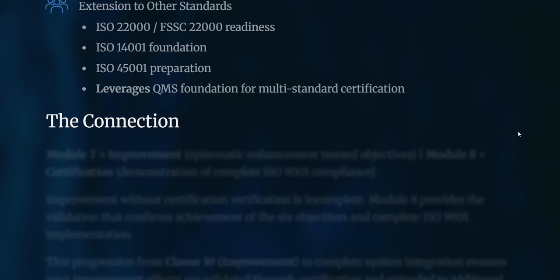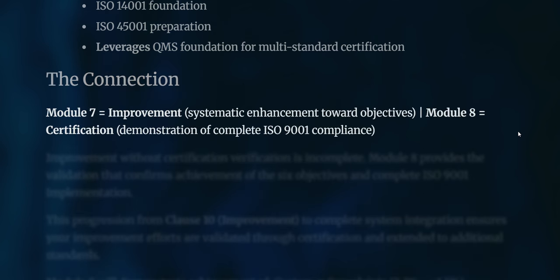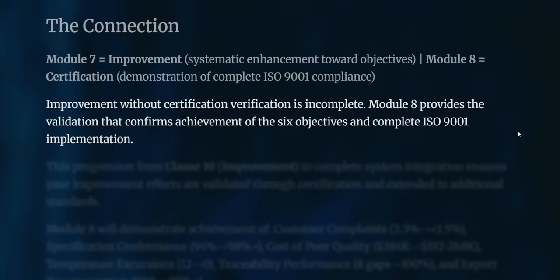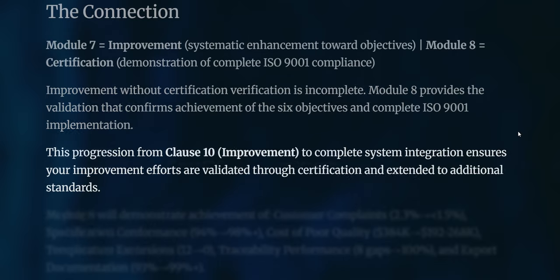The connection: Module 7, improvement, which means systematic enhancement toward objectives, and Module 8, certification, which will demonstrate completeness of ISO 9001 compliance. Improvement without certification verification is incomplete, so Module 8 will provide the validation that confirms achievement of all of our quality objectives and complete ISO 9001 implementation.